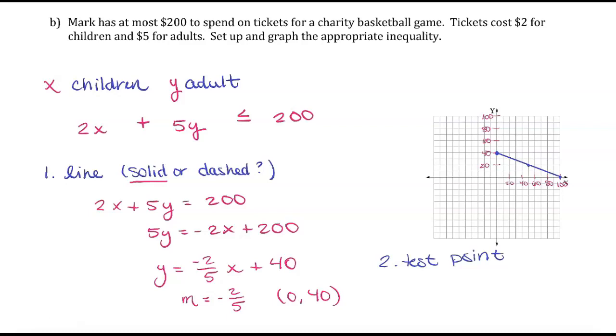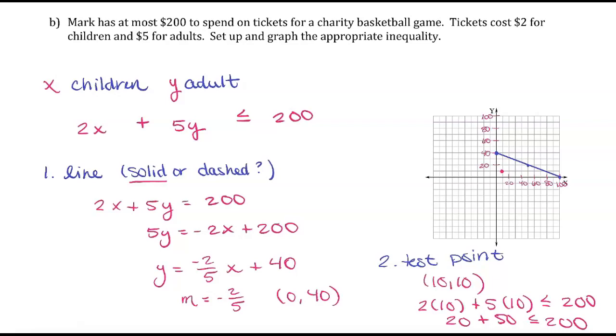But let's test a point just to be sure. Let's test the point (10, 10). That is, purchasing 10 children's tickets and 10 adult tickets. Substituting 10 for x and 10 for y, we have 2 times 10 plus 5 times 10 is less than or equal to 200. That's 20 plus 50 is less than or equal to 200. 70 is less than or equal to 200, so we are correct that what's underneath this line is the solution set. That is, any point inside this shaded region is part of the solution set.